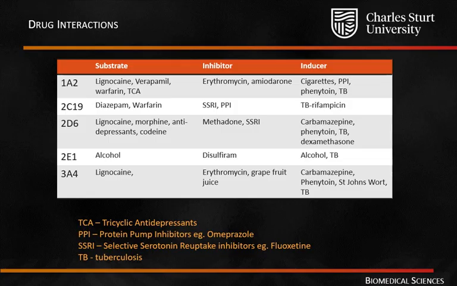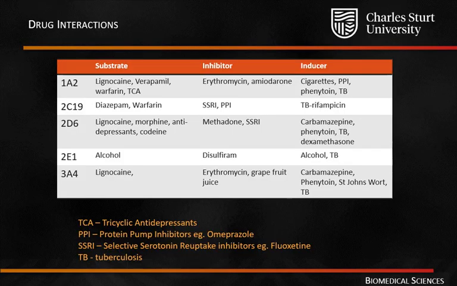The final column is a list of inducers. Now, what inducers do is, when they're given to a patient, they will stimulate the expression of specific cytochrome families or cytochrome enzymes. So if we look here, we've got cigarettes. The polycyclic aromatics that are in cigarettes stimulate the expression of CYP1A2. What this means is that there is more enzyme available, and therefore the substrate will be metabolized at a faster rate, and there will be less of it available to act.